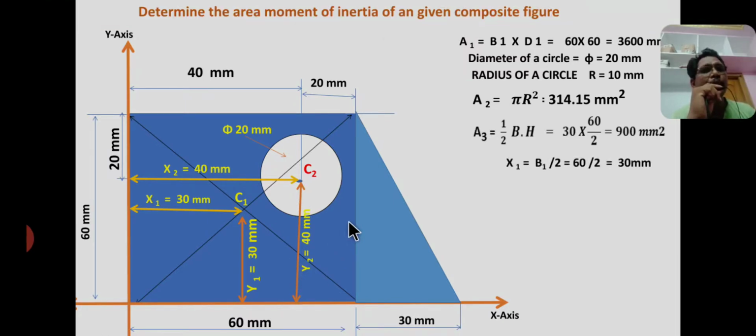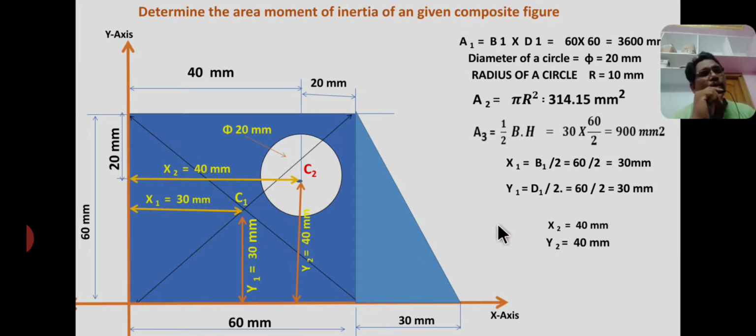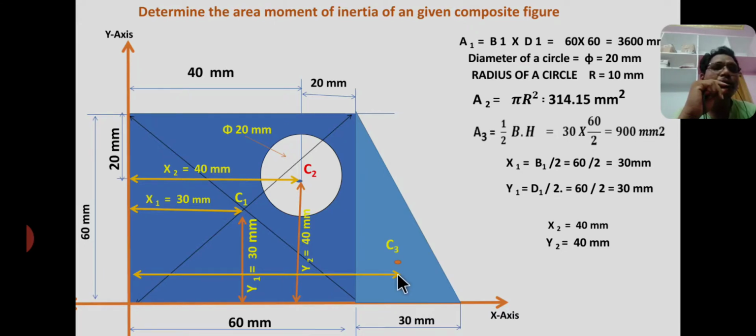Okay, from the figure x1 equals 30, y1 equals 30, x2 equals 40 and y2 equals 40. In the next slide I have written these values in tabular form. Oh sorry, here the third section is there. So C3 is the centroid of the triangle. The centroid lies at a distance of x3, the distance between the y-axis and centroid C3, called x3.